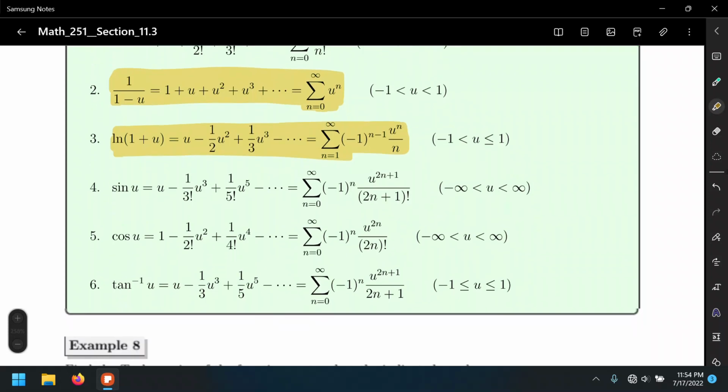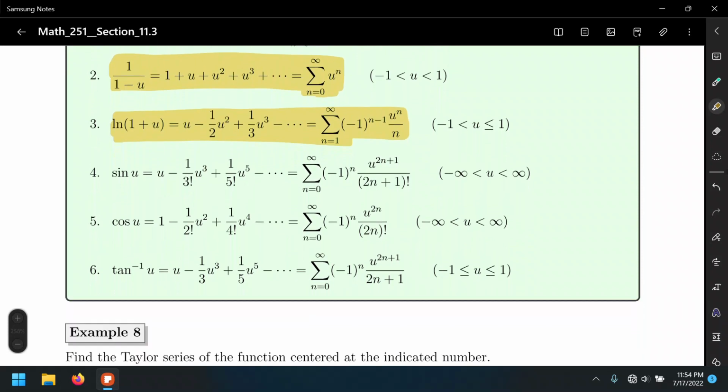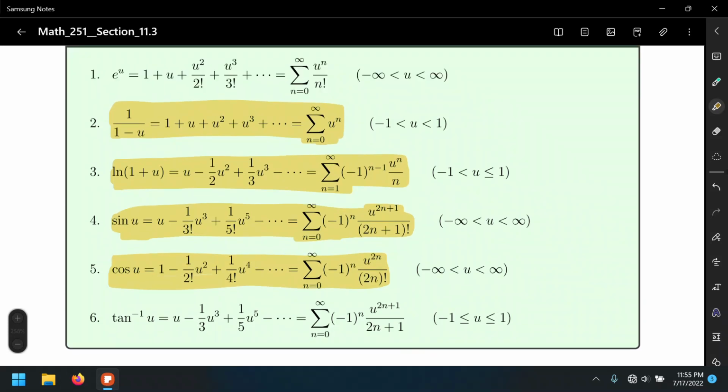In section 11.1, in Taylor and Maclaurin polynomials, we also came up with one for sine and cosine. But for those two series, we never talked about the interval of convergence until now. And we're not going to do the ratio test on these series to determine it, because they're given here. So we have this summary of series, and in parentheses you have the intervals of convergence.